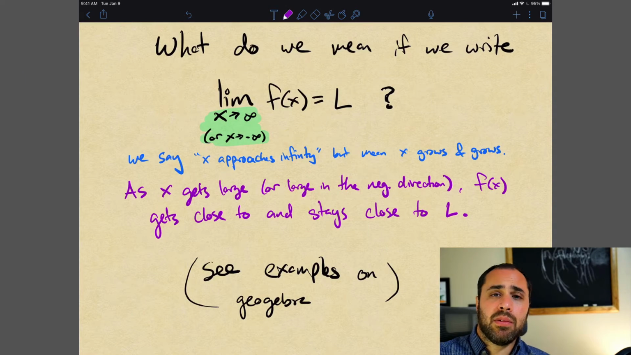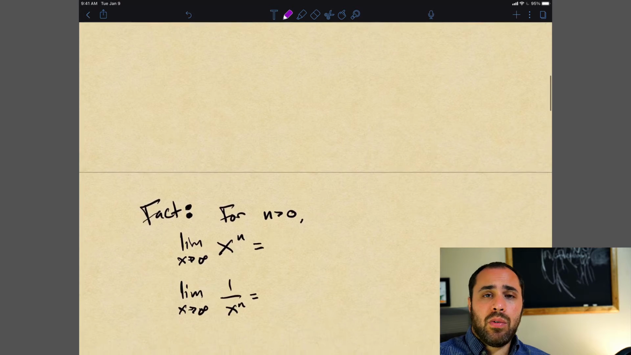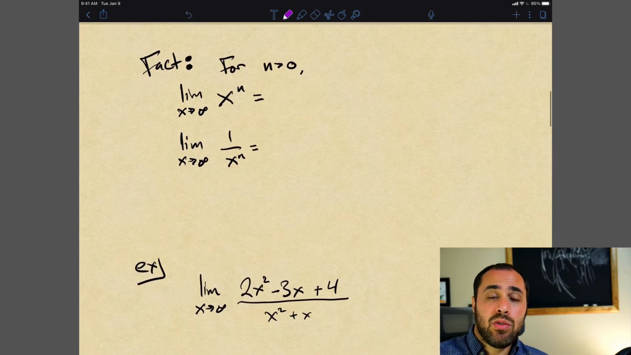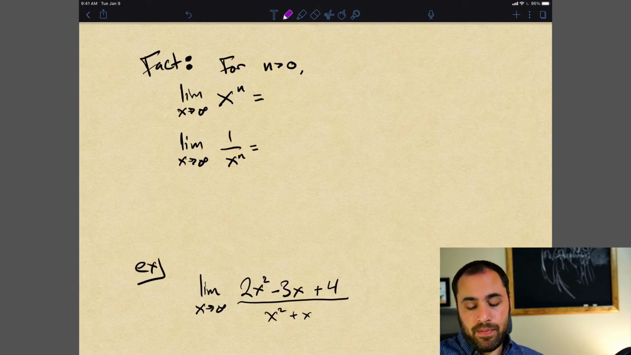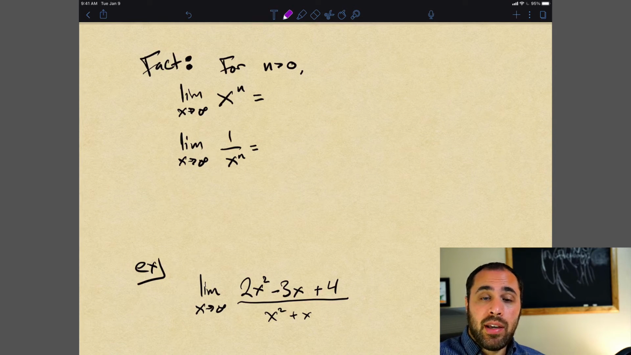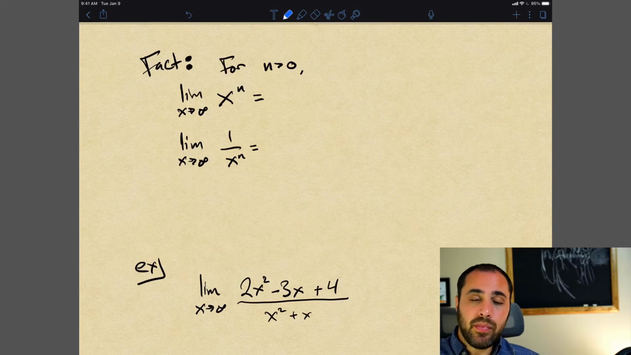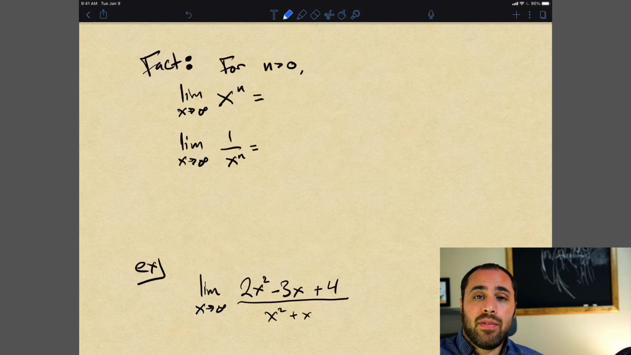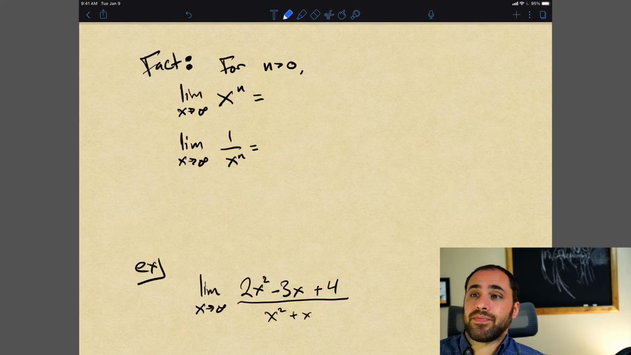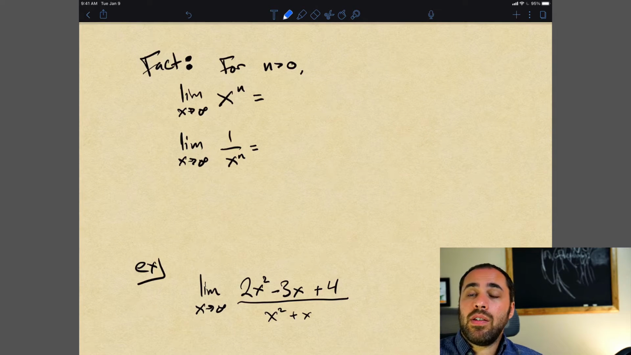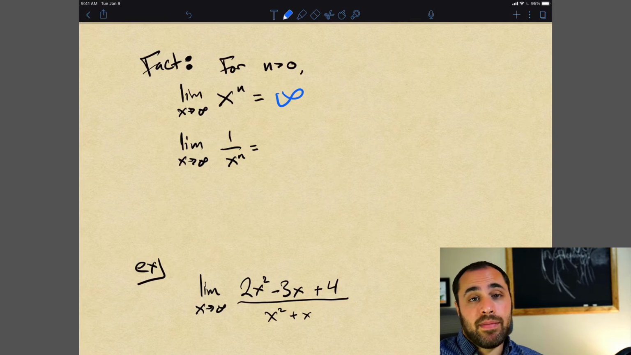So to help us deal with some limits as x approaches infinity, we'll isolate two important basic cases. That is, what these limits look like, that is x to the n, and 1 over x to the n, where n is any positive number. Well, in the first case, if we've got x to the n and x is going off to infinity, then this value is infinite. It's getting larger and larger.